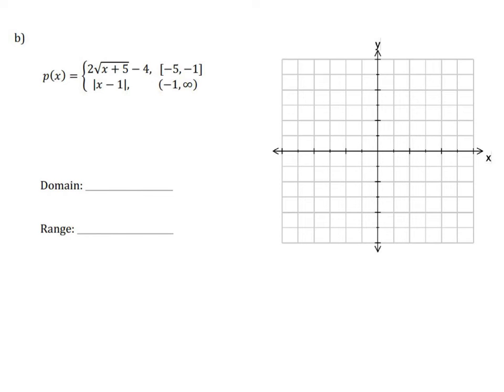Okay, looking at letter B, I would pause and try this one on your own. See how you're doing with the different pieces. You can see here we have a square root function, but only this portion from -5 to -1. And then we have an absolute value function, and that goes from -1 to infinity. So pause and try this on your own and see how you do.